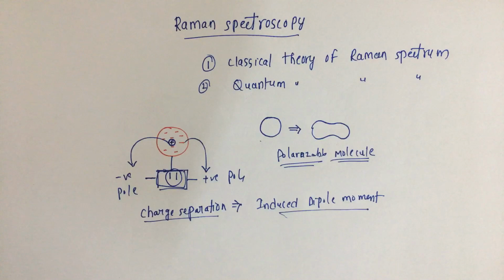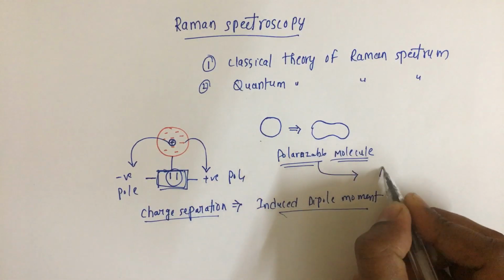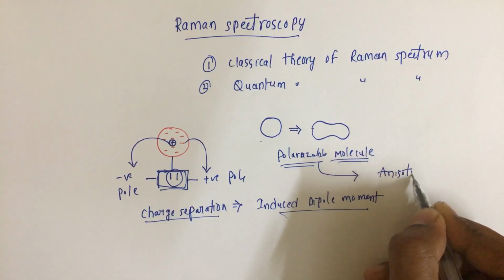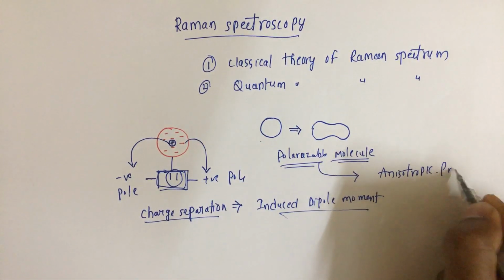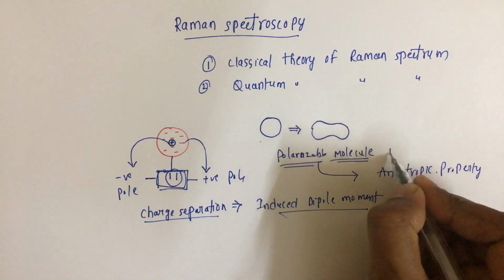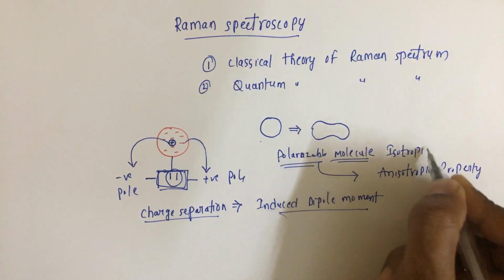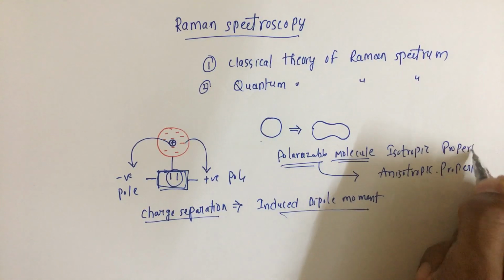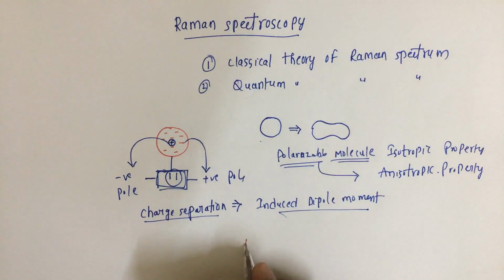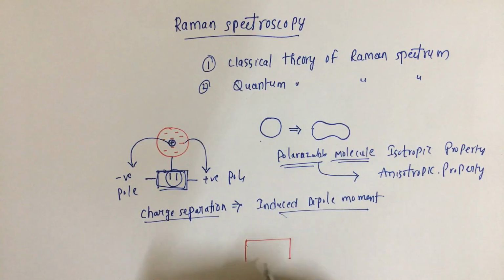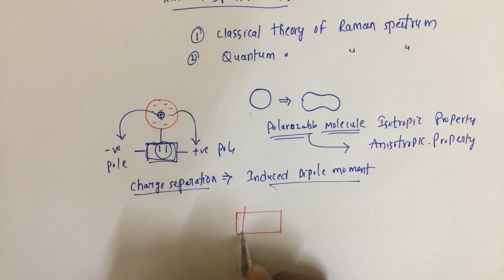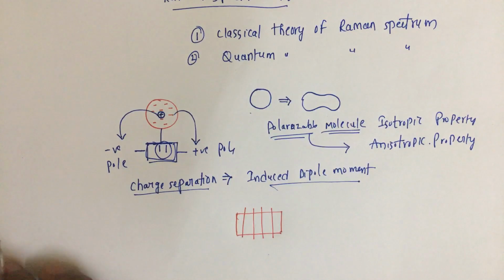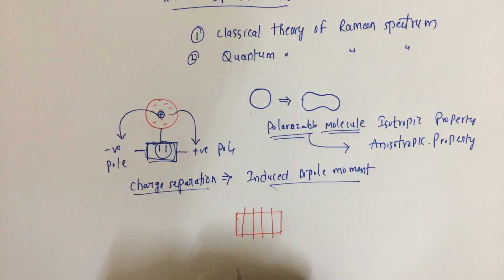Okay, now the polarizability concept is anisotropic in nature. So there are two terms we have here: anisotropic property and isotropic property. So isotropic property means in all the directions. Let's take density as an example for isotropic. Let's take a brick. Okay, so here you just see all the portions, they will have the same density. So this is an isotropic property.